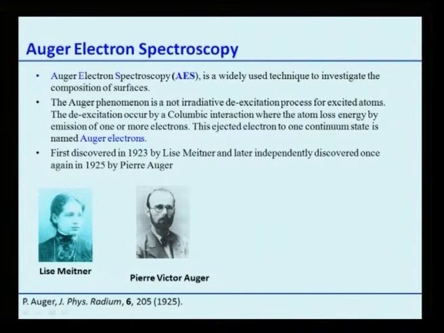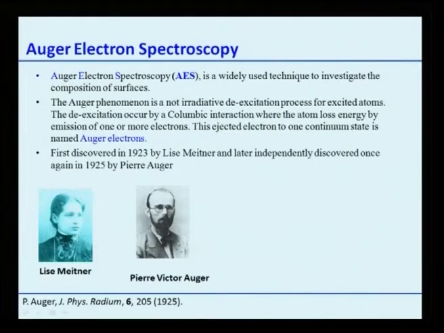This de-excitation occurs by Coulomb interaction, where an atom loses energy by emission of one or more electrons, and the electron ejected to a continuum state is what is known as an Auger electron. Obviously, at the beginning the definition will not be clear to you. It needs to be discussed, and I am going to do that in the basic principles.